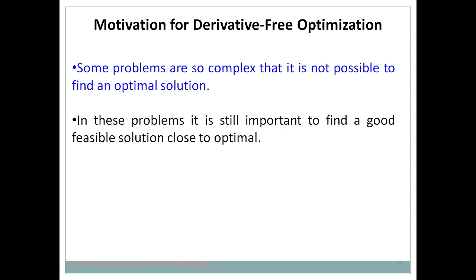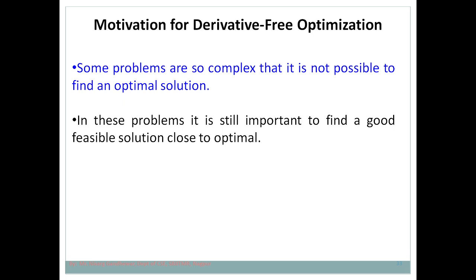Now we are focusing on motivation. What is the main motivation behind derivative free optimization? The main motivation is that some problems are so complex that it is not possible to find an optimal solution. Why do we require an optimization technique? In order to find the optimum solution, because there are some problems which are complex. Some problems are very simple, but in case of a complex problem, it's very difficult to find that. So in that case we require an optimization technique.